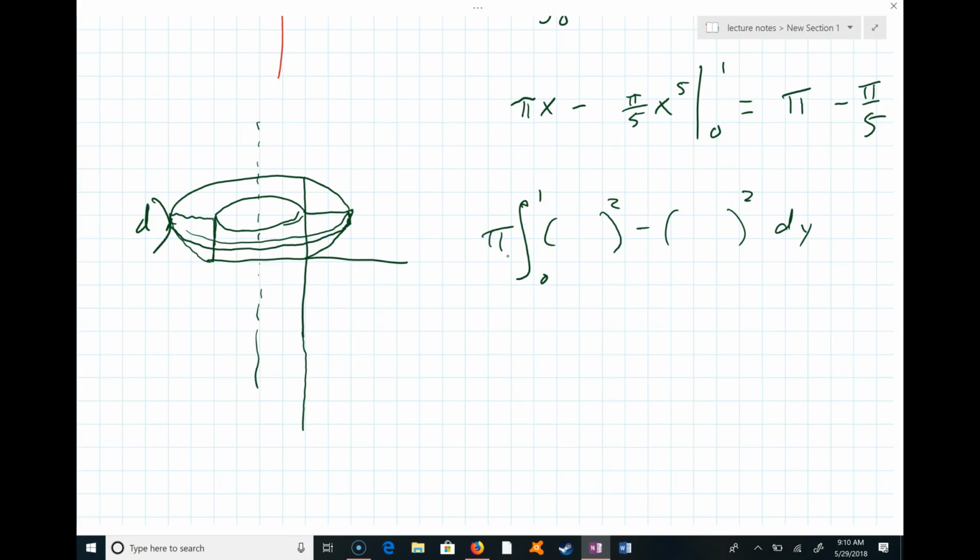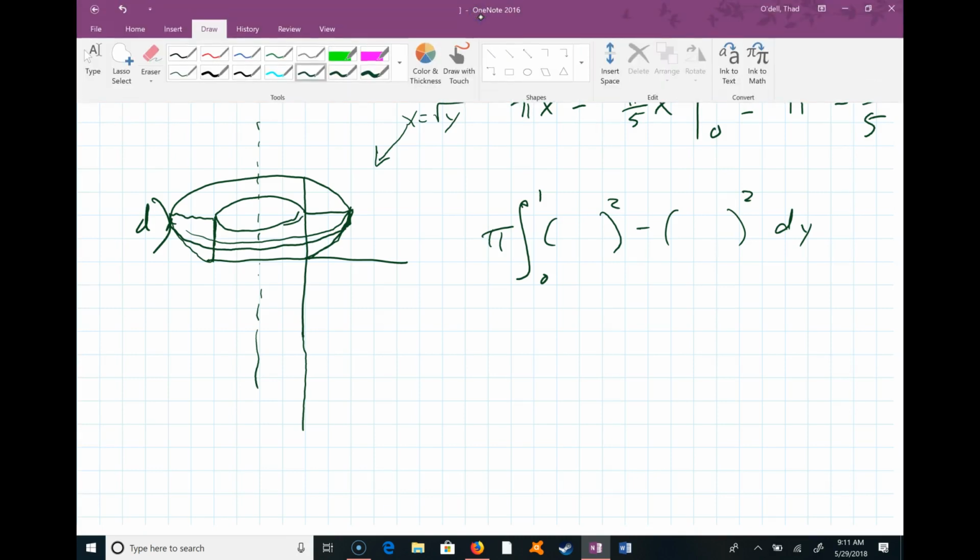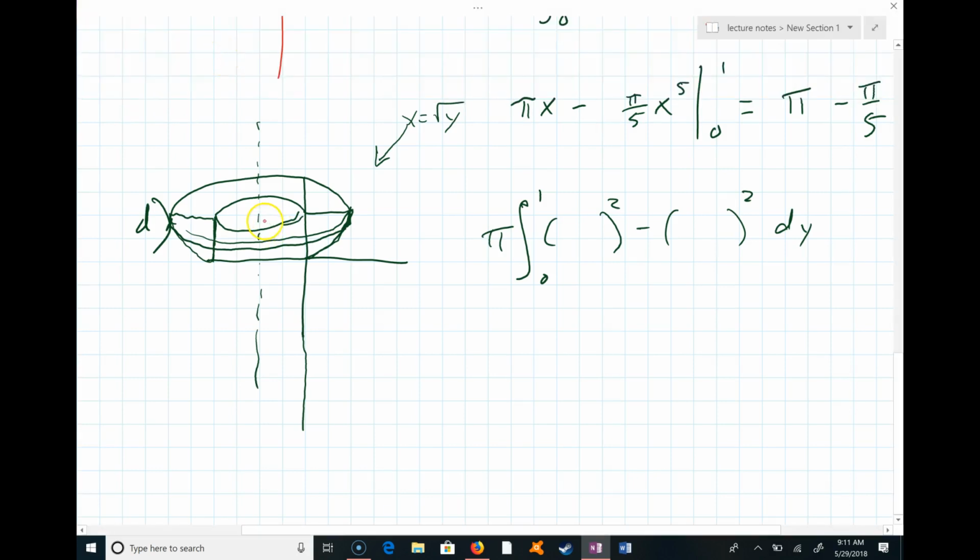So it has to do with x squared, but it's not exactly x squared. I've got to change that to the square root of y because we're dealing with y's, right? So this line right here, we're going to refer to as x equals the square root of y, because we want it in terms of y. But the actual radius is like that, that red line. Do you see it?